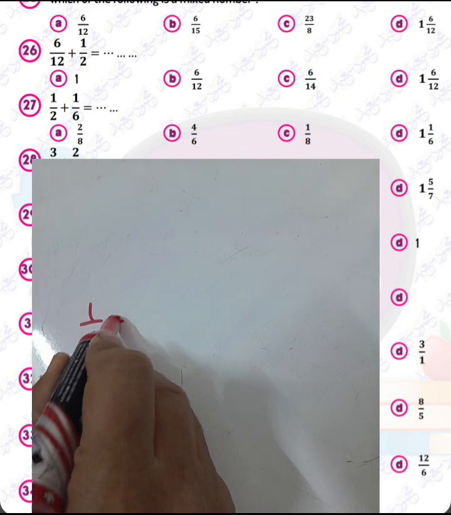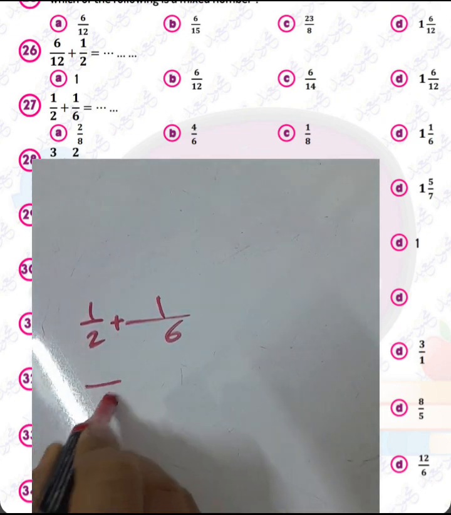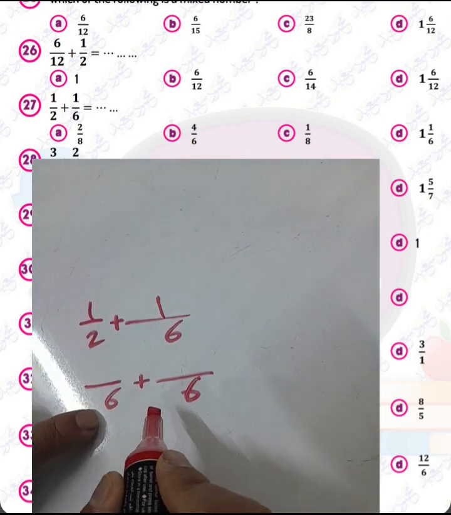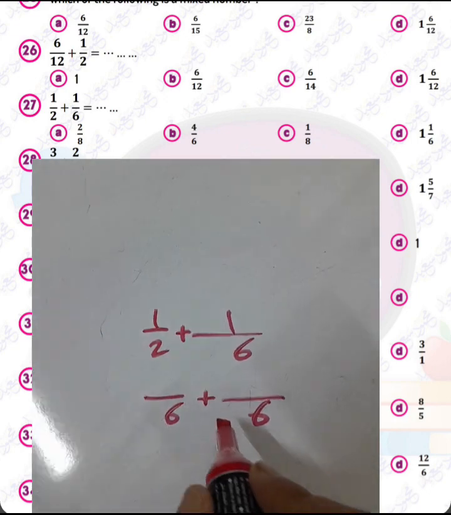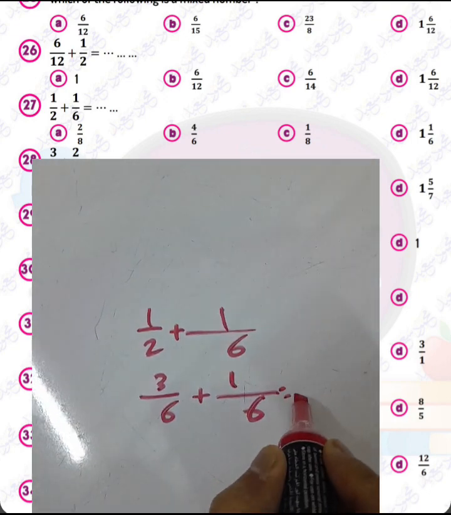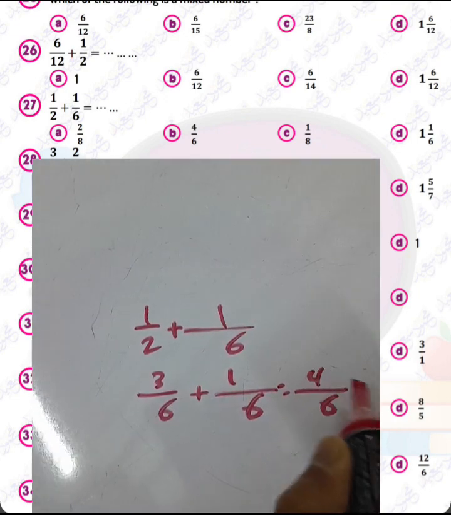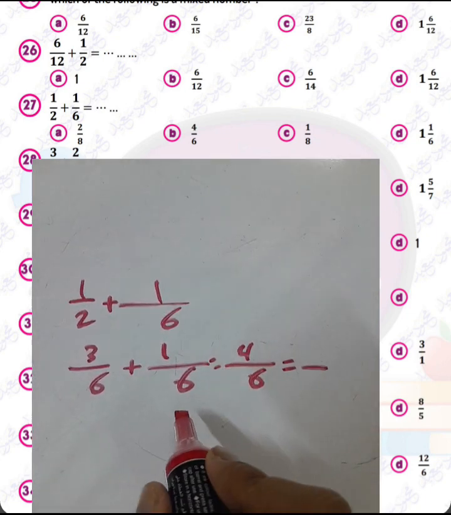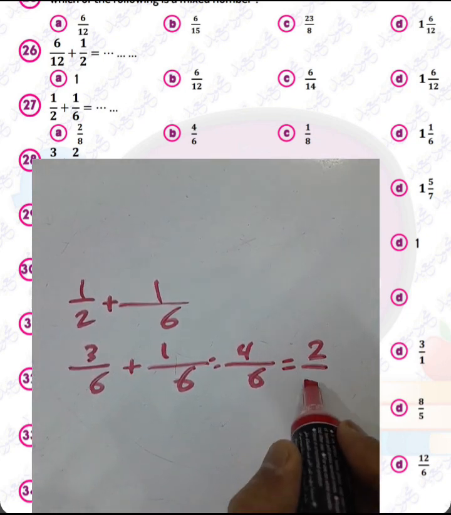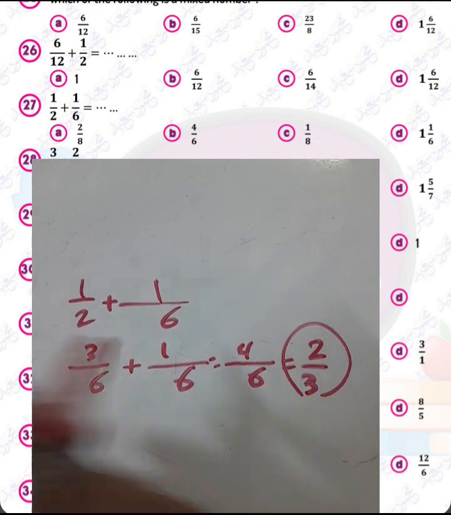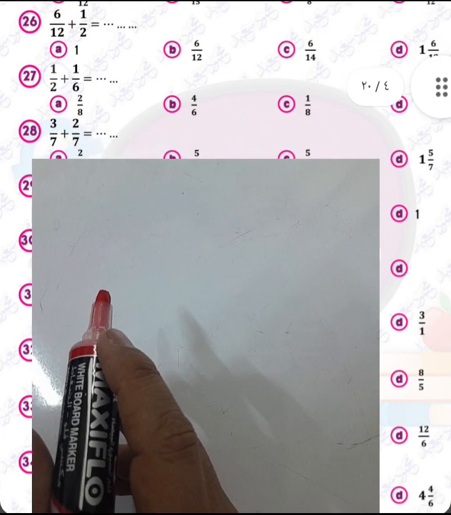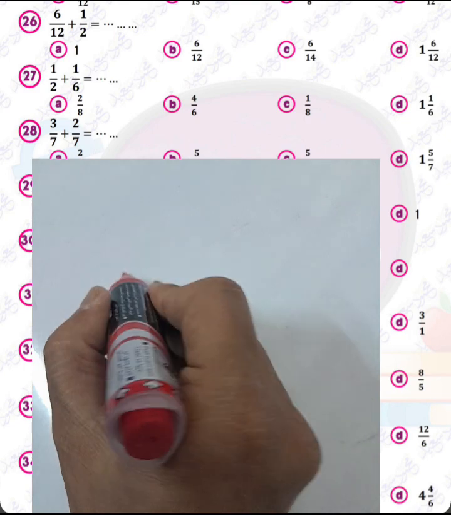Okay. 1 over 2 plus 1 over 6. We can write 6 in the denominator. 2 times 3 equals 6. 1 times 3 equals 3. We can write 6 in the denominator, 3 plus 1 equals 4. And then you can simplify this fraction by dividing by 2. Here, the result will be 2 over 3. Or you can write 4 over 6. Okay, choose letter B.